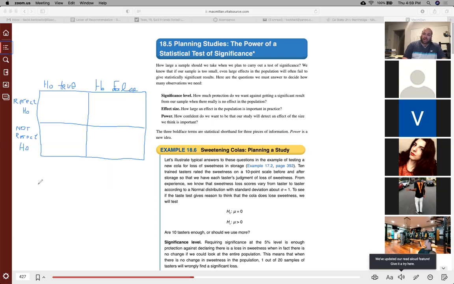Are any of those scenarios, for lack of a better word, good? Did you do the right thing in any of those 4 scenarios? Think about it, but not too much. Which scenario did you do the right thing in?